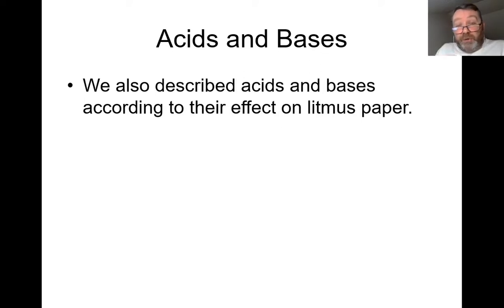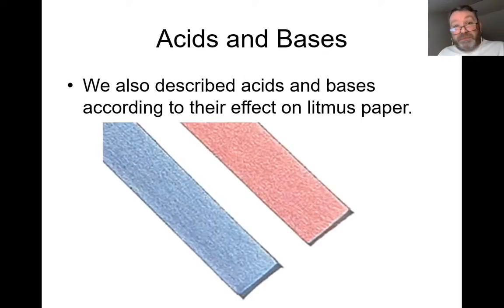The key thing we used back in junior cert was litmus paper. We had two types of litmus paper. We had red and we had blue. The red litmus paper remains red in an acid. The blue litmus paper remains blue in a base. Or to put it another way, the blue litmus paper turns red in an acid and the red litmus paper turns blue in a base.